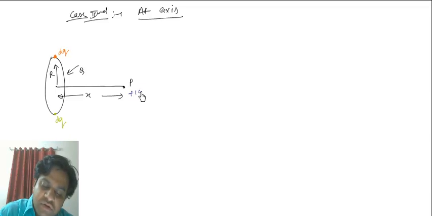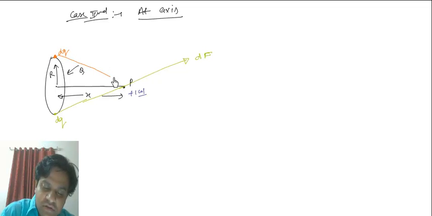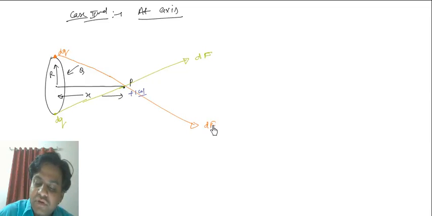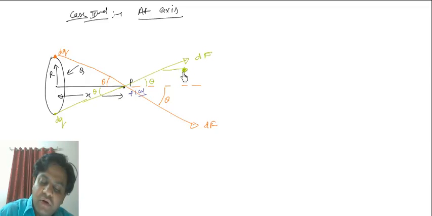+1 coulomb charge. This dq will exert a force on this +1 coulomb. This dq will try to exert the force on this +1 coulomb in this direction. Let's say that force is df, and the upper dq will also exert some force, in fact the same force, on this +1. I can easily see that this angle is theta. If this is theta and this is theta, then this will also be theta. I can easily see that this df can be broken into two parts.